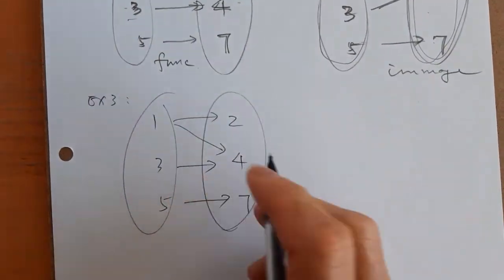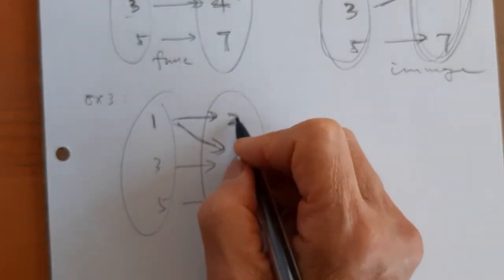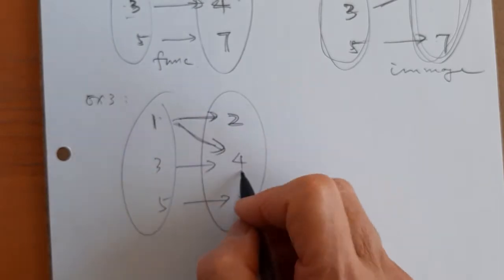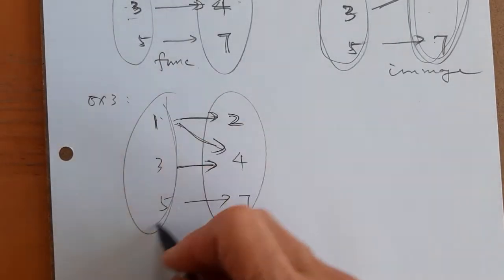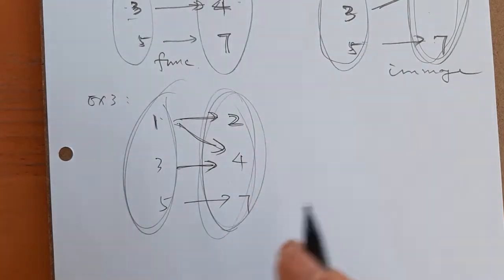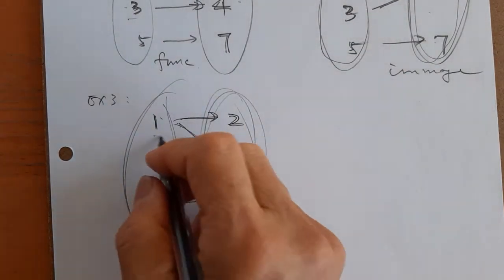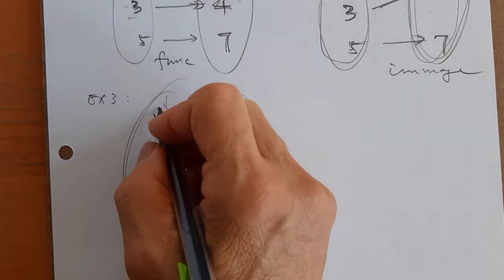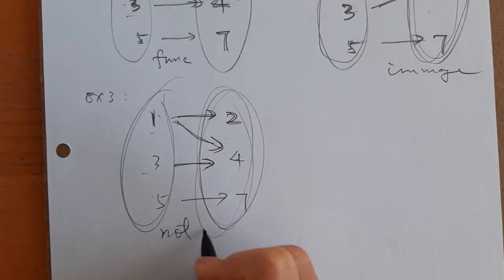And this one has two images: 1 maps to 2 and also maps to 4. So it's not the case that every element in the domain has one and only one image as correspondence, because 1 has two images. So this is not a function.